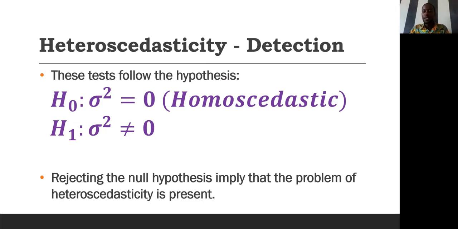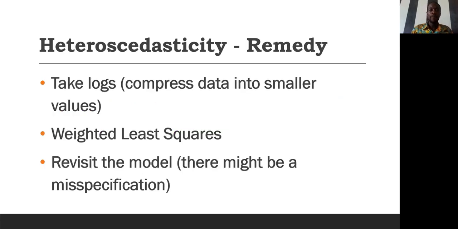Now, the test follows the hypothesis that the variation in the variance is zero. That means it's the same, it's equal for all levels of the values, okay? So that means it is homoscedastic. Then the true variance is not equal to zero means there is a variation, okay? So whether negative or positive, there is a variation, and for that matter, it is heteroscedastic. So we just want to go ahead and test for heteroscedasticity following this hypothesis. And so if you end up rejecting the null hypothesis, it implies that the problem of heteroscedasticity is present in the model. So after detecting that the problem exists, how do we find solutions to that sort of problem?